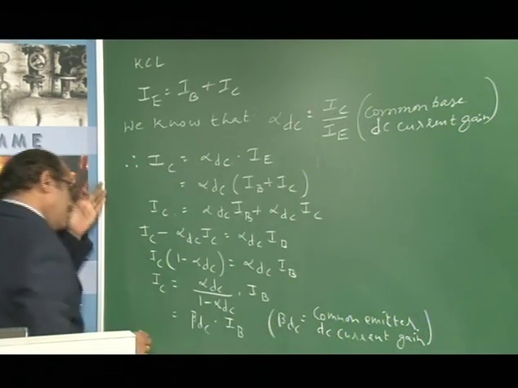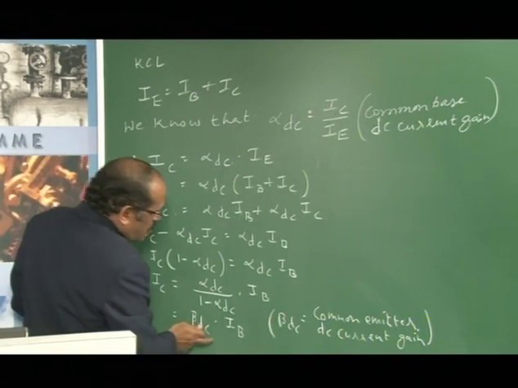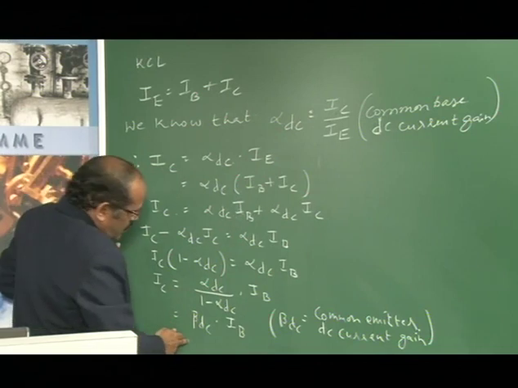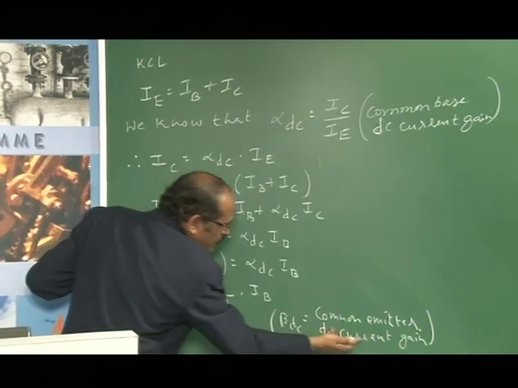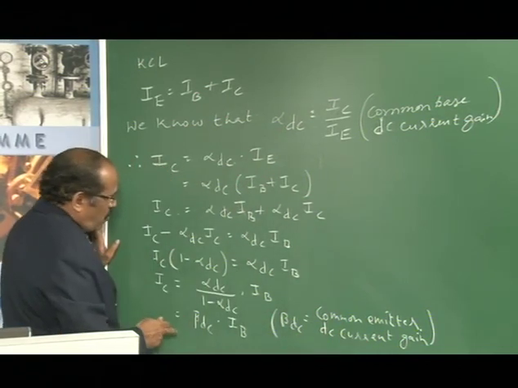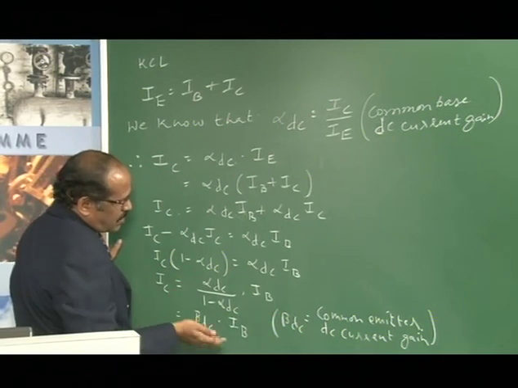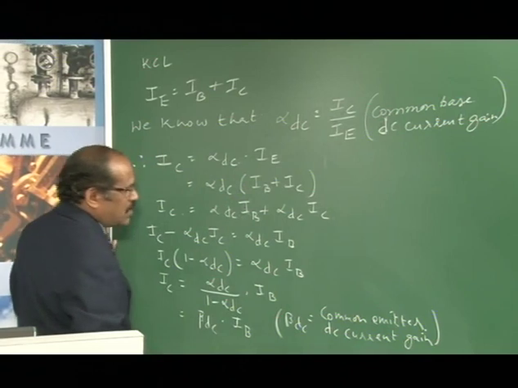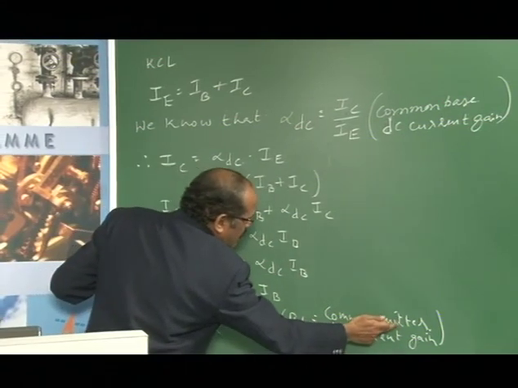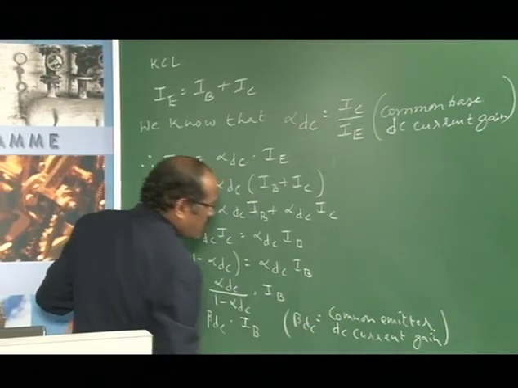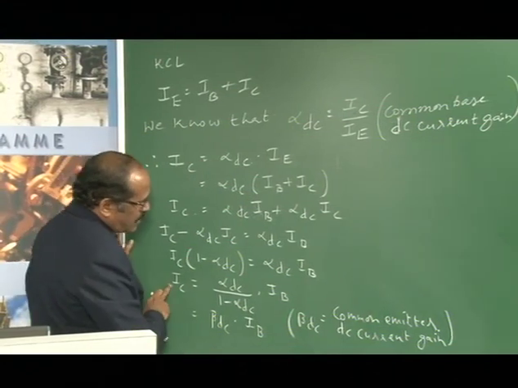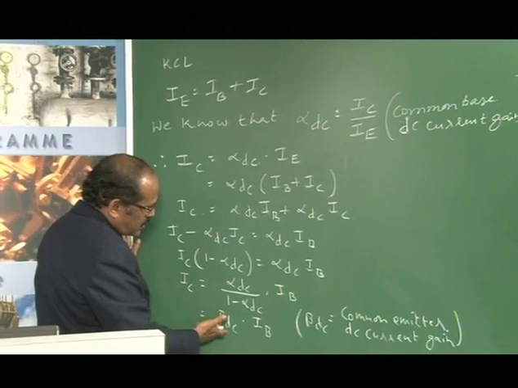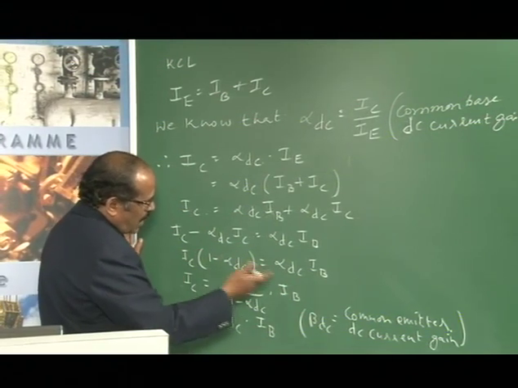Okay, once again this is a current gain, similar to alpha DC. Here, as I told you, it is a ratio of the output current to the input current in the case of common emitter configuration. Common emitter configuration means the emitter is common to both input and output. So here the input is the base and the output is the collector. Therefore, beta DC is equal to the ratio of IC by IB.